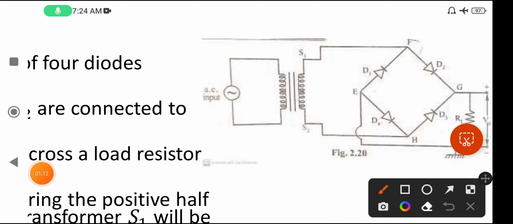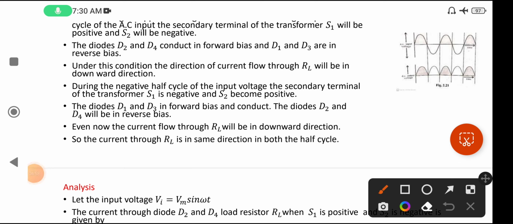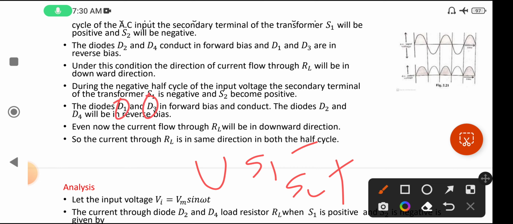Then what happens? The diodes D1 and D3 are forward biased and conduct, and the diodes D2 and D4 will be in reverse bias. So during the negative half cycle, S1 is negative and S2 is positive. In this case, these two are forward biased and these two are reverse biased. Okay, let me go across the diagram.